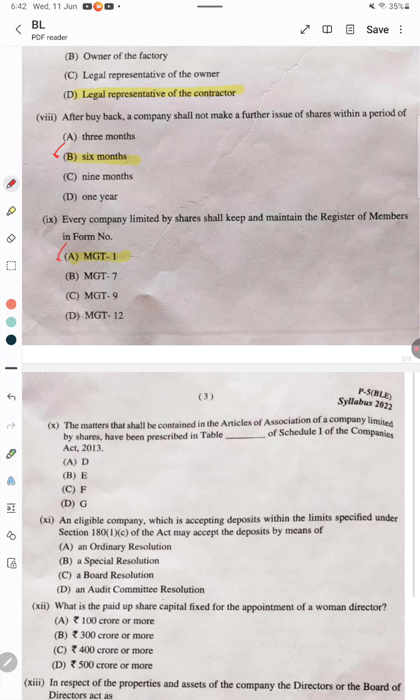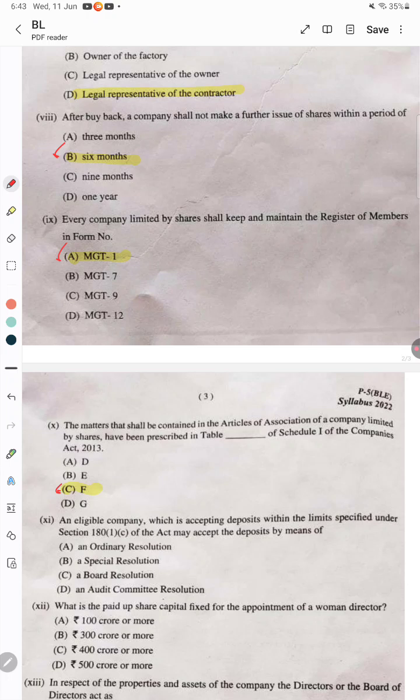And then question number 10. The matters to be contained in the articles of association of a company limited by shares have been prescribed in table D, E, F, G. F is the correct answer. So, Table F of the schedule of the Companies Act contains the articles of a company limited by shares. So F is the correct answer. Please make note of it. Table F, I mean C is the correct answer.